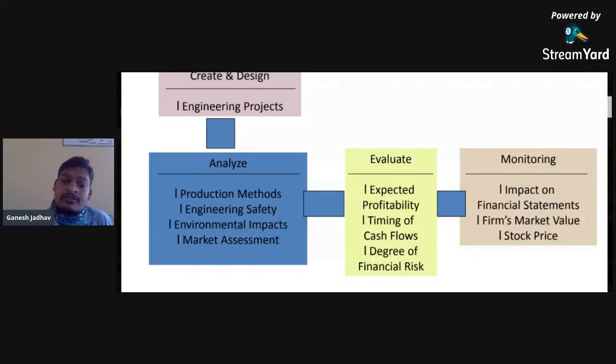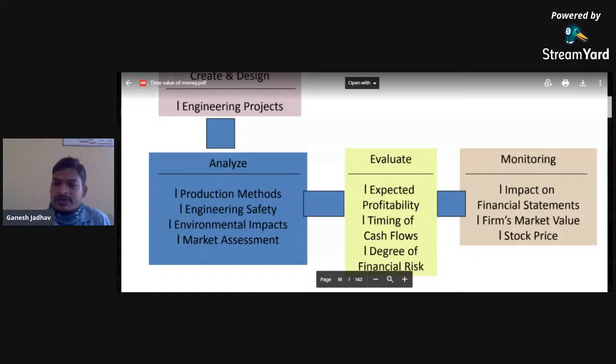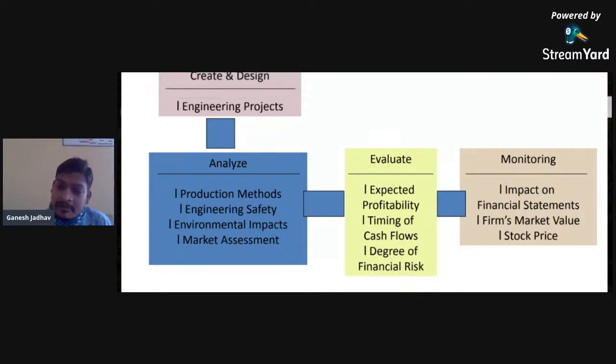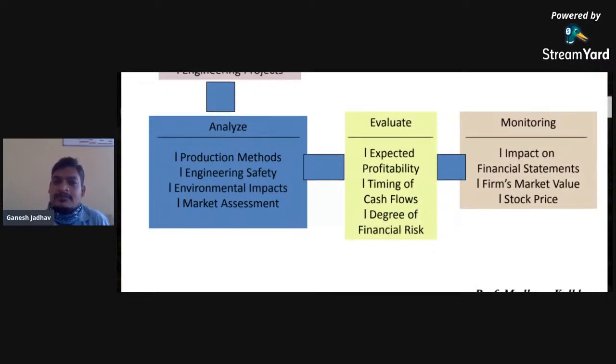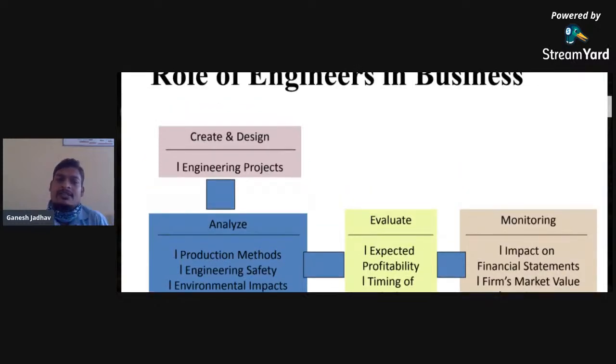Then another one is the monitoring. Why is monitoring required? Because we require strong security for that particular organization. From the monitoring, we require the financial statement, the firm's market value, or the stock prices. Monitoring also requires physical security, like security guards and cameras, so we can observe the whole organization centrally. So this is the monitoring part also.